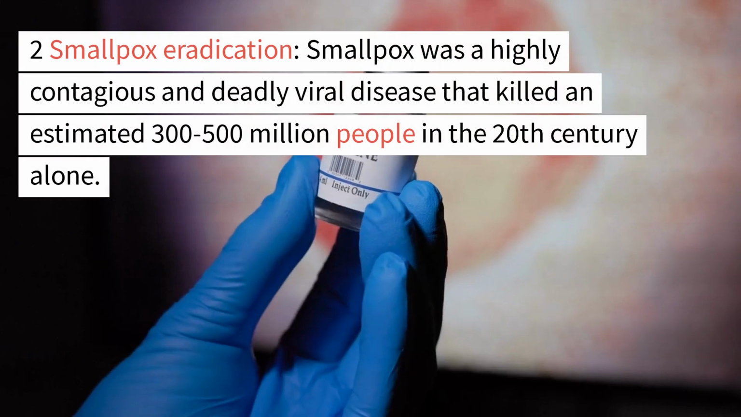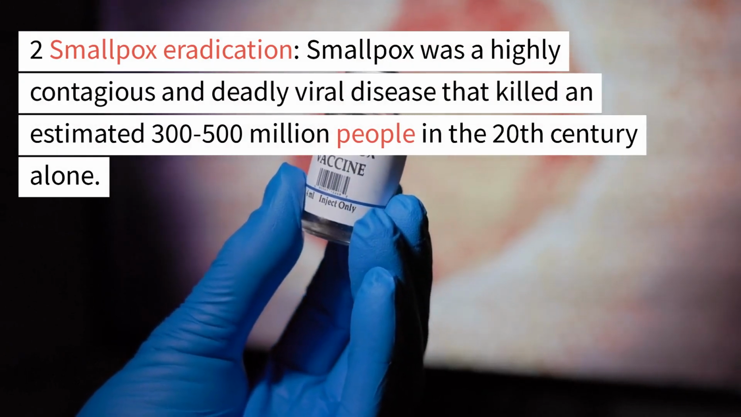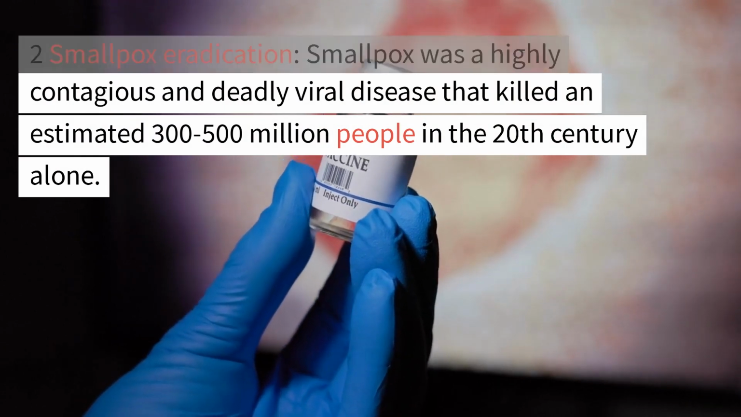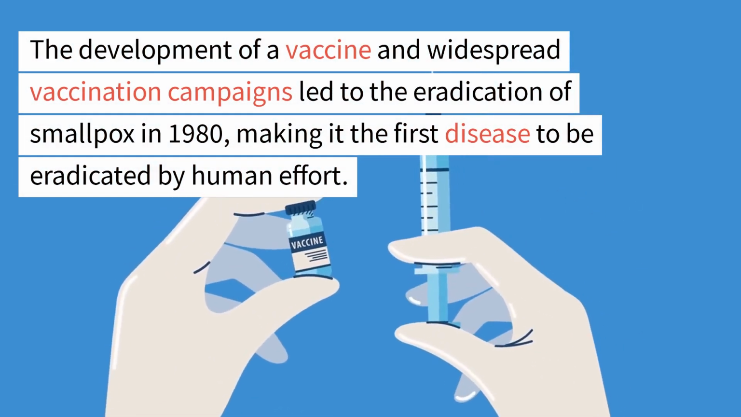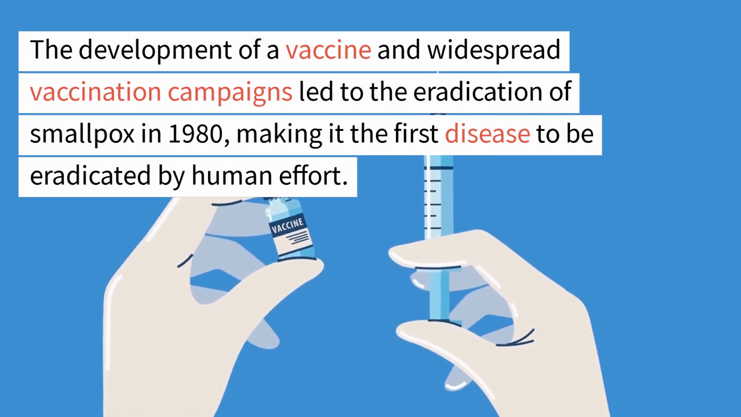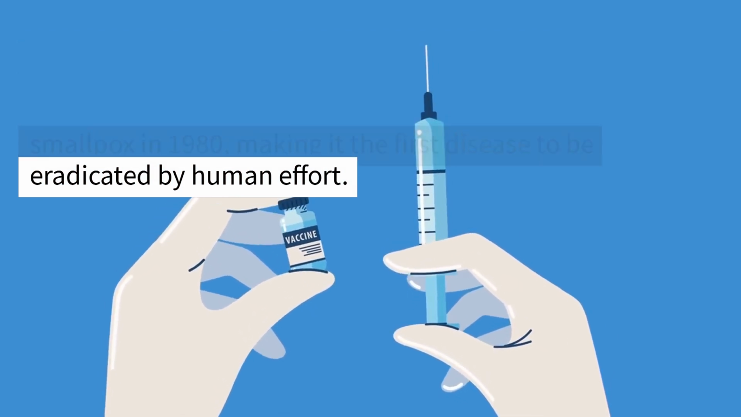2. Smallpox eradication. Smallpox was a highly contagious and deadly viral disease that killed an estimated 300 to 500 million people in the 20th century alone. The development of a vaccine and widespread vaccination campaigns led to the eradication of smallpox in 1980, making it the first disease to be eradicated by human effort.